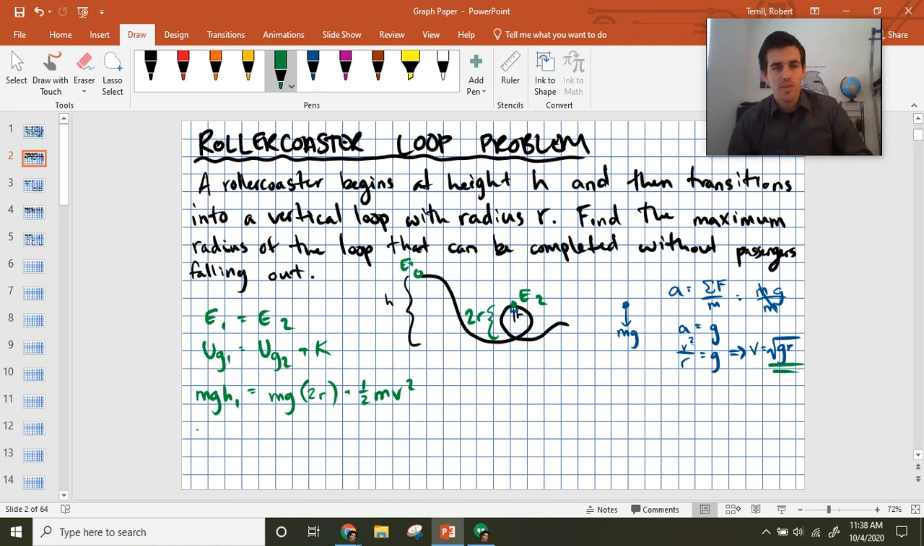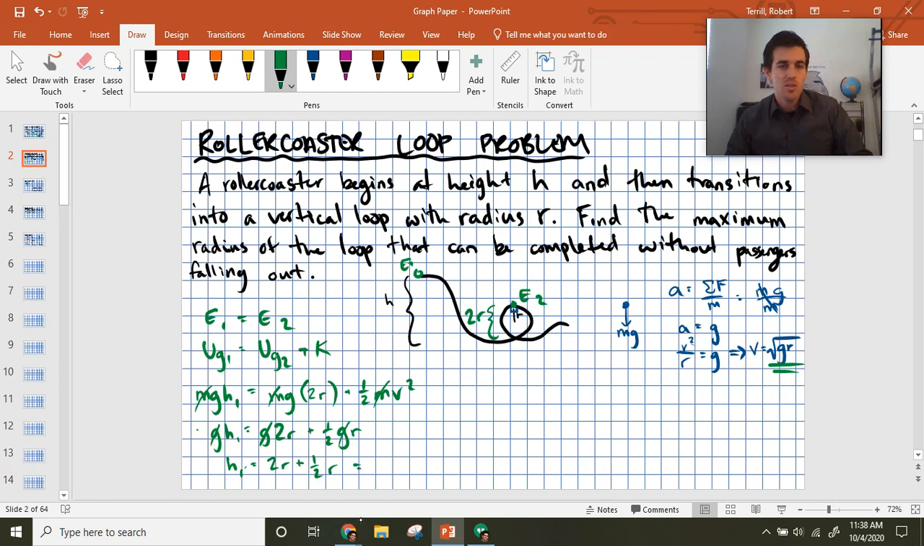So if I plug that in real fast, let's notice mass is going to cancel. So I'll just go gh1 equals g2r plus 1/2, and then the square root of gr squared would just be gr. And so notice, oh look, g is also canceling. So actually, this roller coaster, once we build it, doesn't even have to be done on Earth. If they can make it through the loop on Earth, they could do it in any other circumstance. It would still function. All right, so simplifying this, we get h1 equals 2r plus 1/2 r.